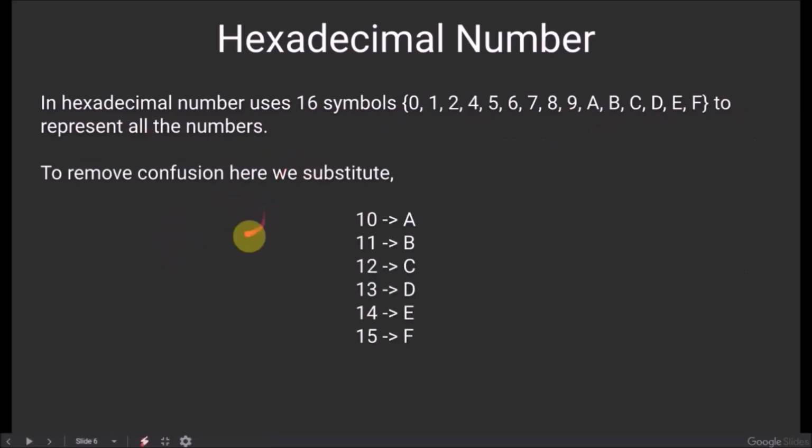In order to remove any confusion, we have substituted 10 as A, 11 as B, 12 as C, 13 as D, 14 as E, and 15 as F. Now let us look at the algorithm to convert a hexadecimal number to a decimal number.